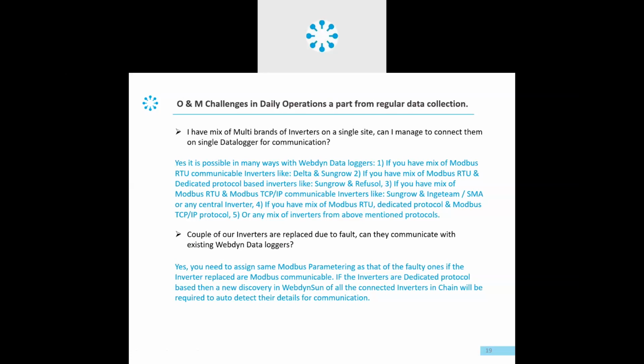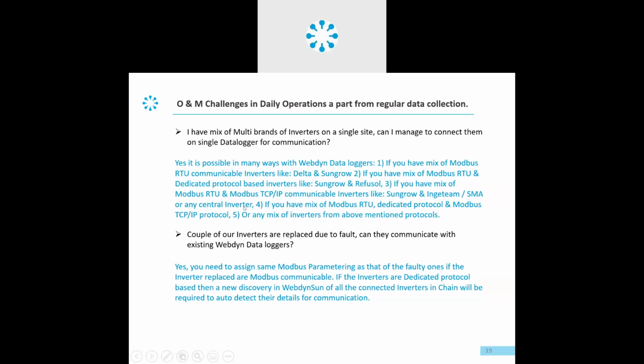If you have a mix of Modbus RTU and Modbus TCP/IP communicable inverters, both are Modbus, but the physical layer is different. One is in series, one is in parallel. In RTU, as I said, you can have a mix of Modbus RTU inverters. In Modbus TCP/IP as well, you can have a mix of Modbus TCP/IP inverters. For example, you have SunGrow or Delta for Modbus RTU and NGTeam or SMA for Modbus TCP/IP. You can still manage all these sorts of inverters on a single data logger or any central inverter.